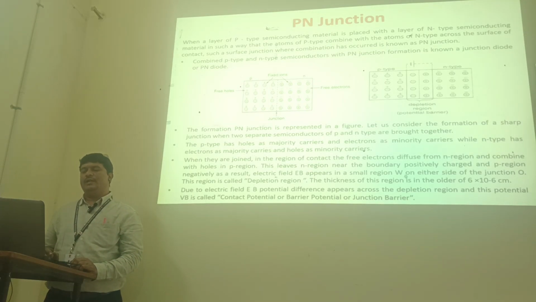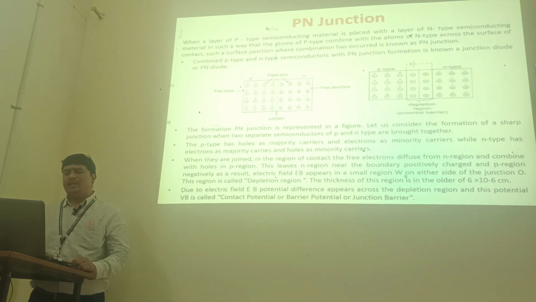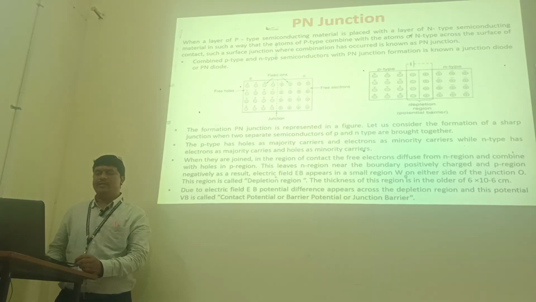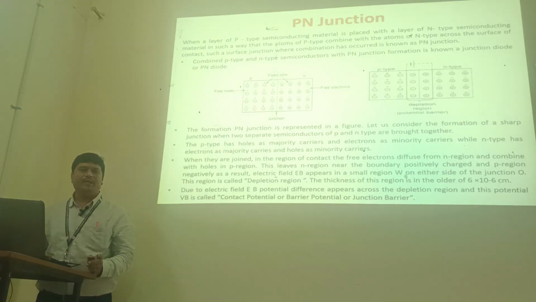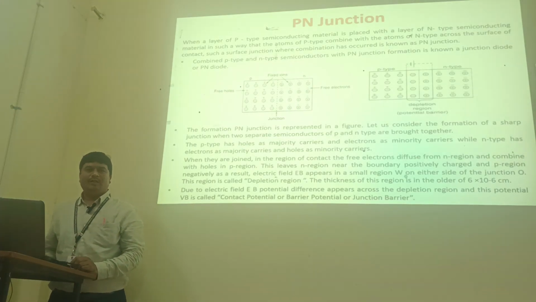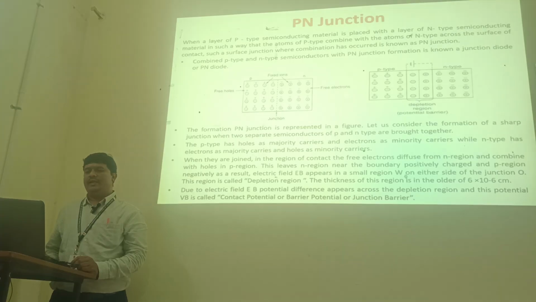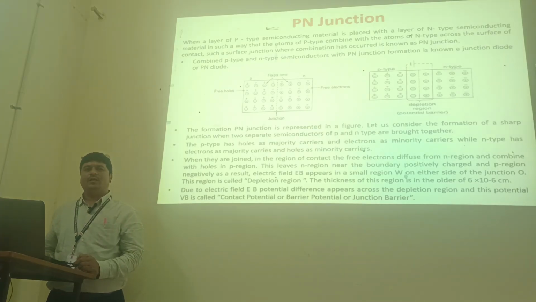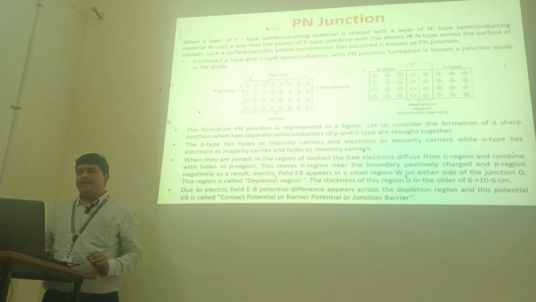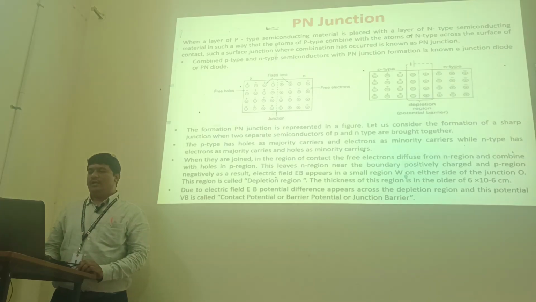Whenever the P-type material is connected to the positive terminal of the battery and the N-type is connected to the negative terminal of the battery, the bias is known as forward bias. Whenever the P-type material is connected to the negative terminal of the battery and the N-type material is connected to the positive terminal of the battery, it is known as reverse bias.